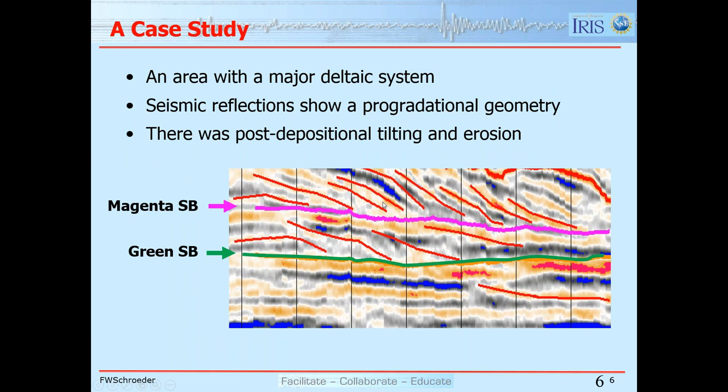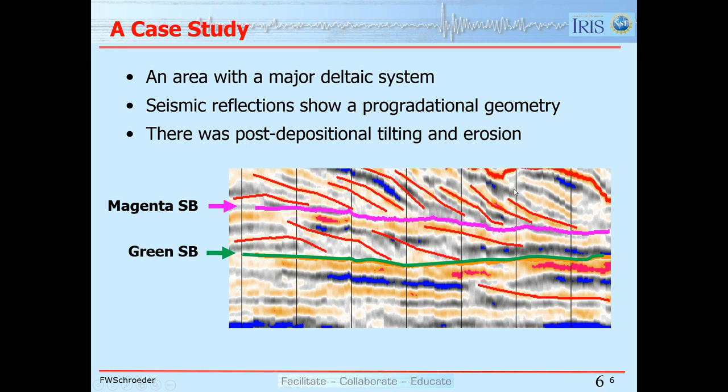So let's look at a particular case study. This comes from offshore Australia. It's an area that had major deltaic deposition. The seismic reflections, I've put some red lines to kind of emphasize the red-orange, which would be the troughs. The black-grays would be the peaks.